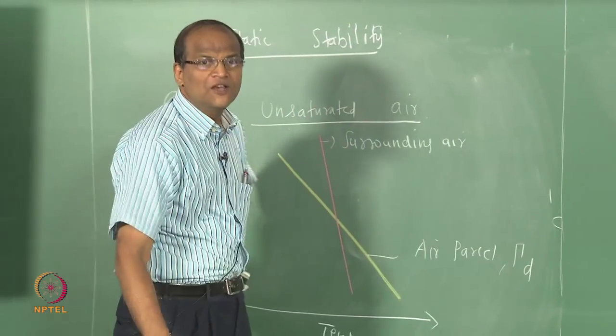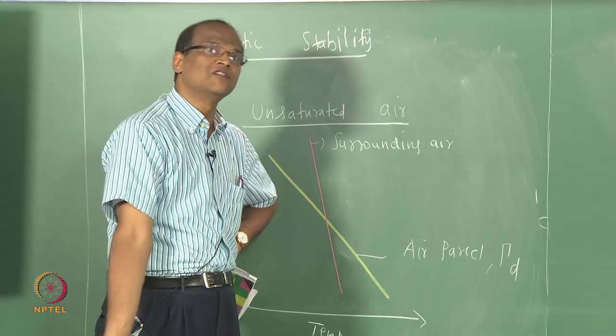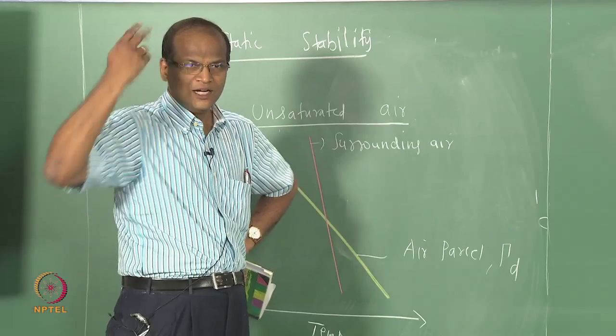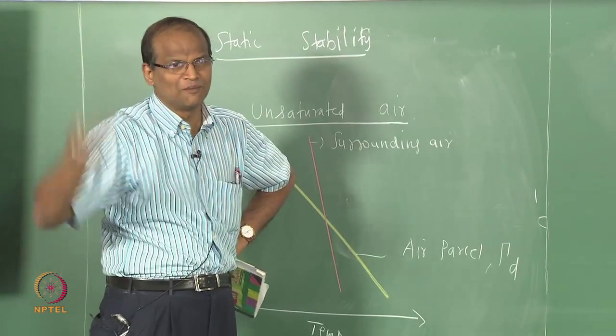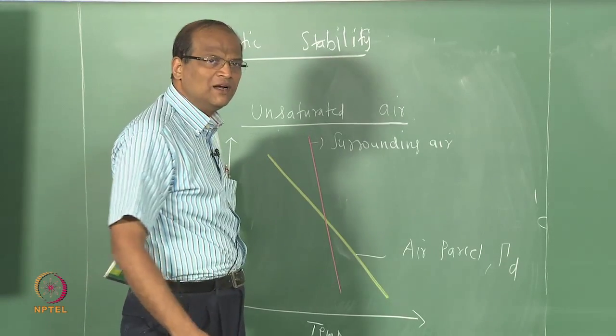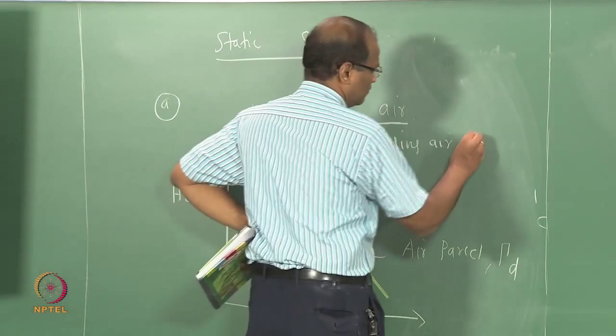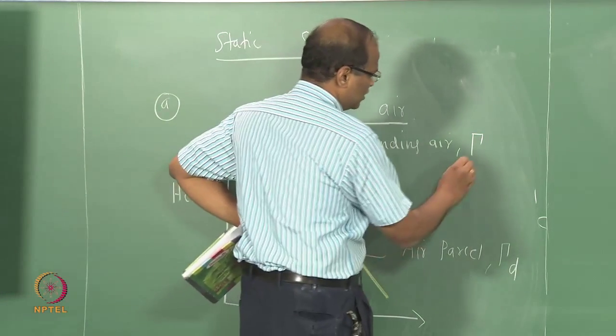But what do you get from radiosonde measurements? If you put a balloon and the radiosonde instrument, you will launch the balloon from now at 12 o'clock. It goes up, it will not detect air parcel. It will just detect, it will find out what is the temperature in the atmosphere. Okay. So, what will be that? Gamma. Okay. So, this is from radiosonde.